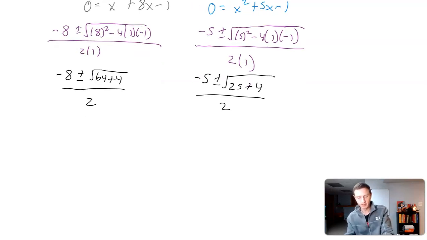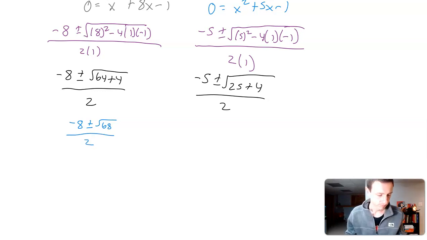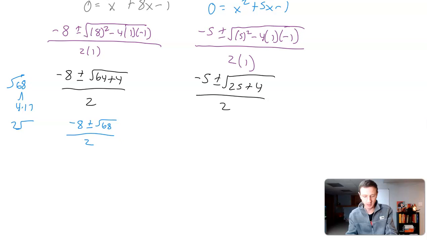64 plus 4 is 68. So I'll have negative 8 plus or minus the square root of 68 divided by 2. I'm going to stick with this one in blue for a second. I have the square root of 68. The square root of 68 is the square root of 4 times 17, so I'm going to simplify that radical. The square root of 4 is 2, so really this becomes 2 root 17. So this is negative 8 plus or minus 2 root 17 all over 2.